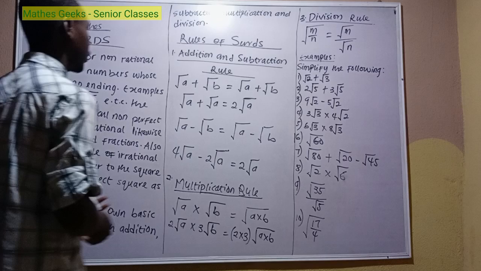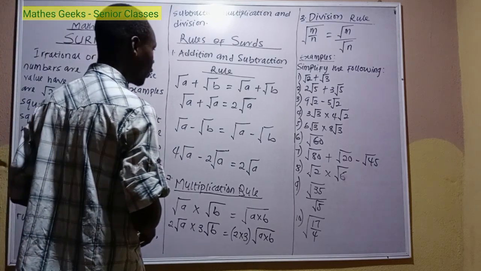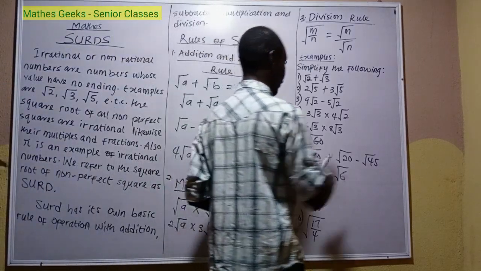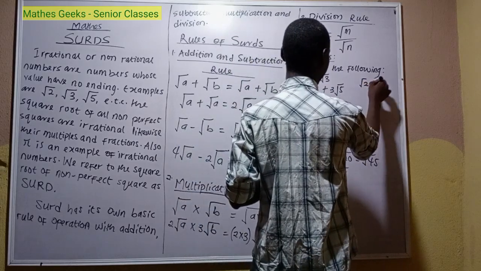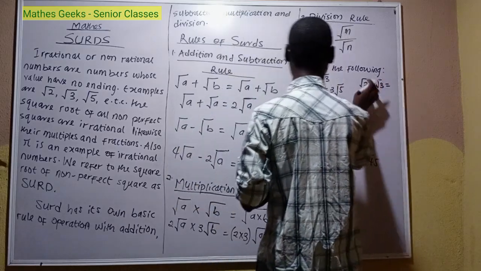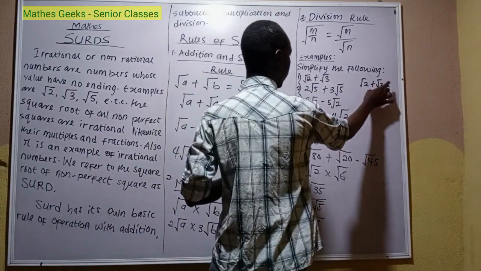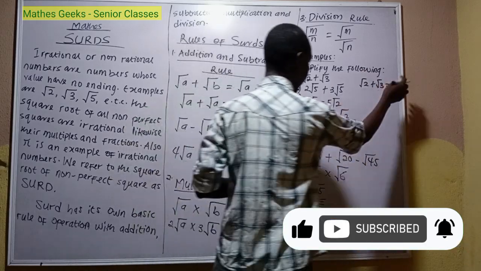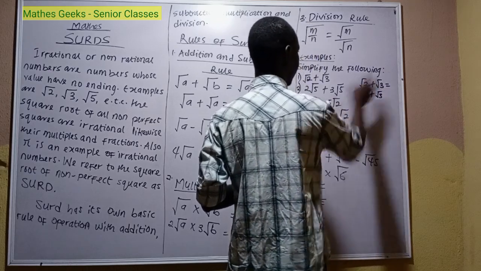So let's look at the basic rules. The first one is the addition and subtraction rule. In addition and subtraction, root a plus root b is equal to root a plus root b. This is to say that we cannot add two surds that have different roots. So if we have root 2 plus root 3, let's say root 2 here stands for root a, and root 3 stands for root b. Because the values under the square root signs are not the same, it will still be equal to root 2 plus root 3. We cannot carry out basic addition.